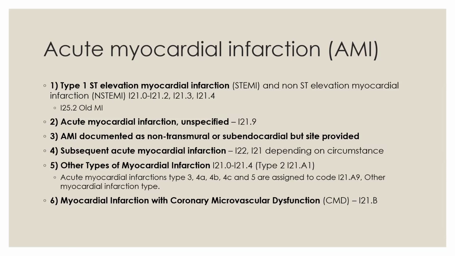For subsequent type 2 AMI, assign only the code I21.A1. For the subsequent type 4 or type 5 AMI, you'll want to assign code I21.A9.